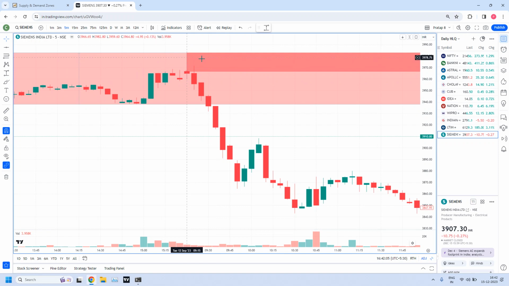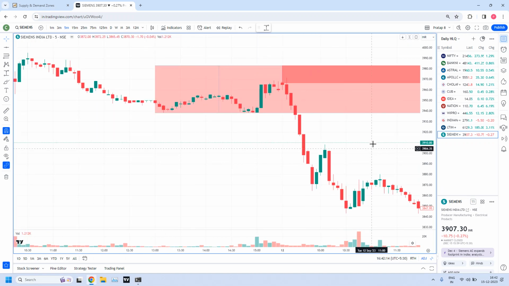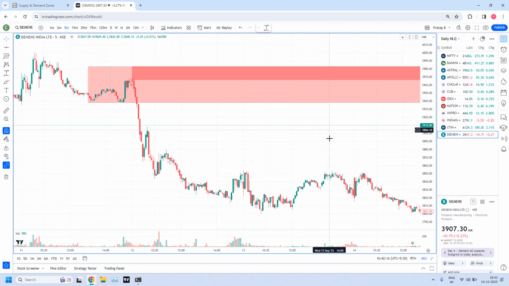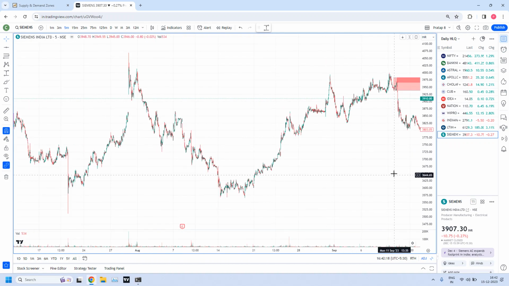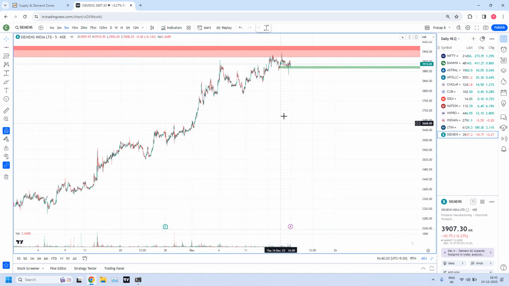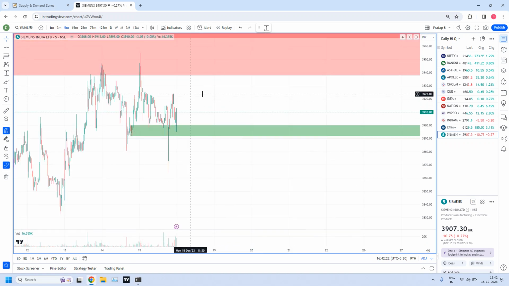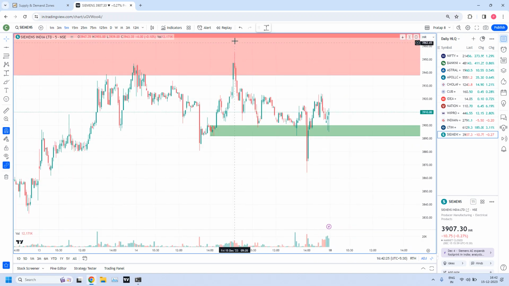The highest wick of these base candles. We have 4 base candles, 1, 2, 3, 4. The highest wick. This is the way you fine tune. Now you go to the most recent data. Did you get the entry? No, you did not get the entry. You missed the trade.